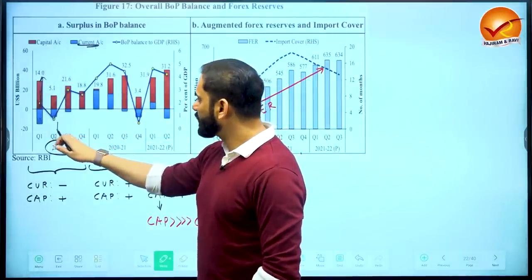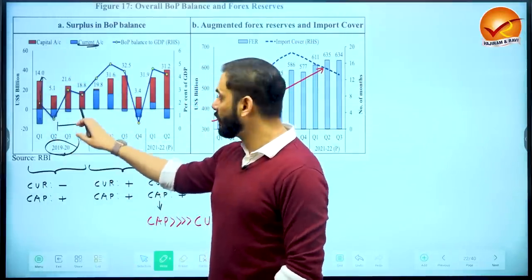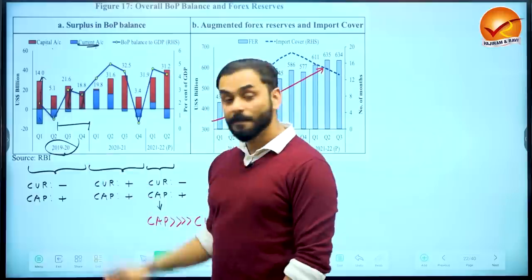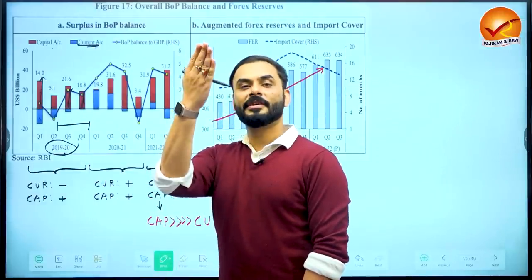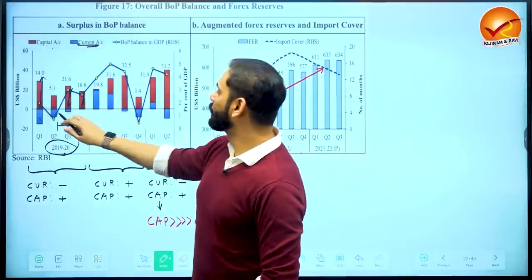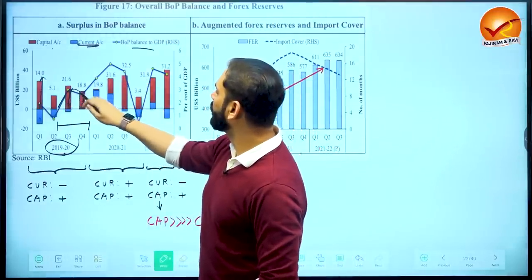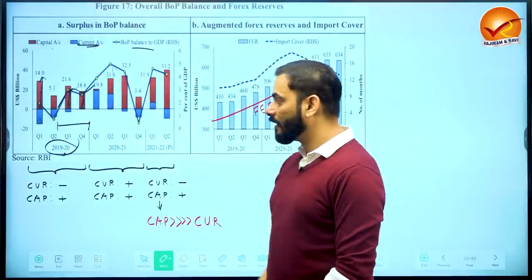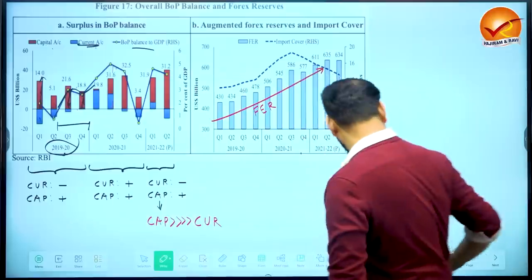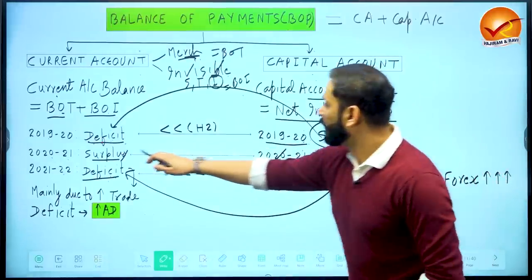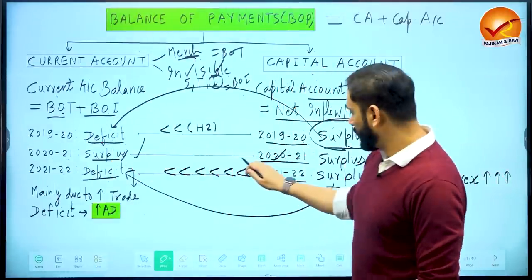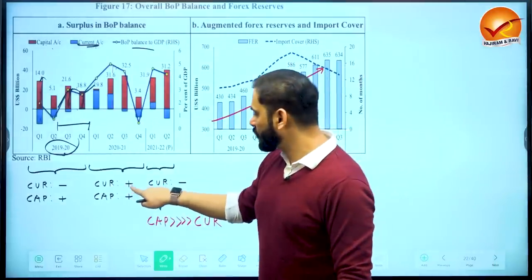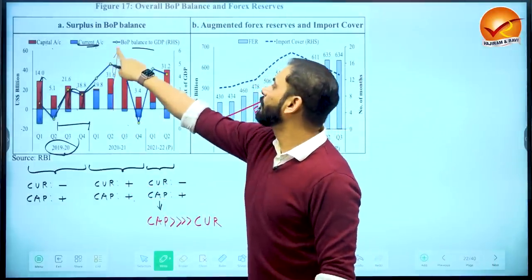But as you come to the second half of 2019-20, you see, our capital account was so good that it pulled our current account also. So overall balance of payment was very positive here. Look at this positive part. And here is that part where both current account and capital account were positive. See, in 2020, this is surplus, this is surplus. So overall, two surplus things, when you mix two surplus things, your balance of payment was up.